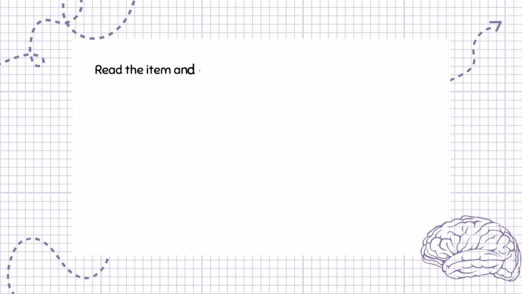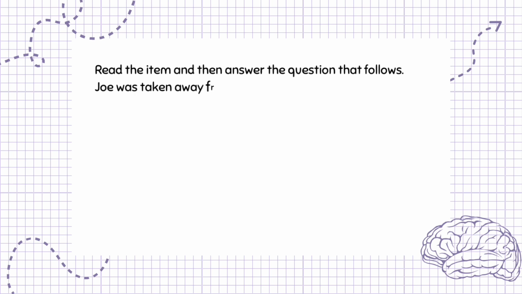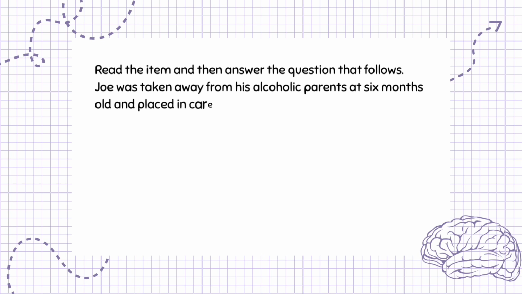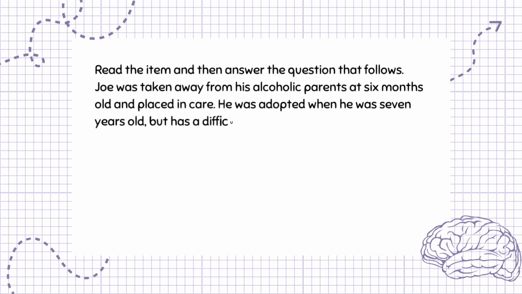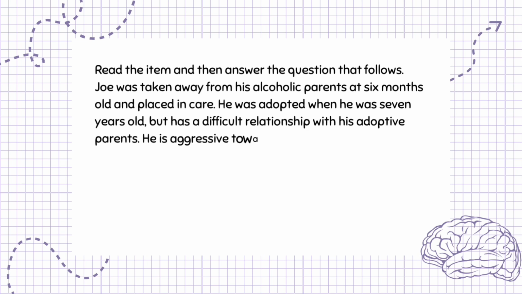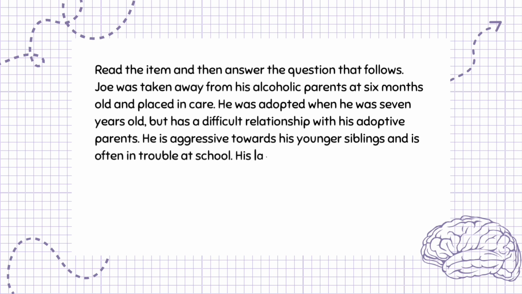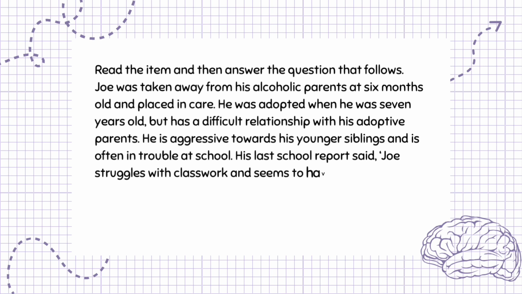Read the item and then answer the question that follows. Joe was taken away from his alcoholic parents at 6 months old and placed in care. He was adopted when he was 7 years old, but has a difficult relationship with his adoptive parents. He is aggressive towards his younger siblings and is often in trouble at school. His last school report said, Joe struggles with classwork and seems to have little regard for the feelings of others.